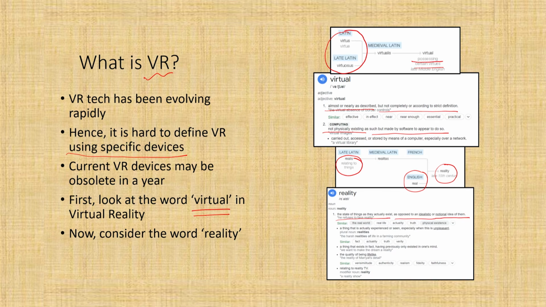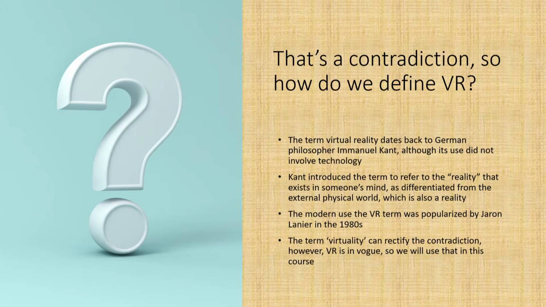Now, you see the strange dichotomy here, the difference between the definition of virtual and that of reality. On one hand, virtual means not physically existing, whereas reality means the state of things as they actually exist. So, they seem to be opposites of each other. So, how do we then bring them together? There is a contradiction and we need to define VR properly.